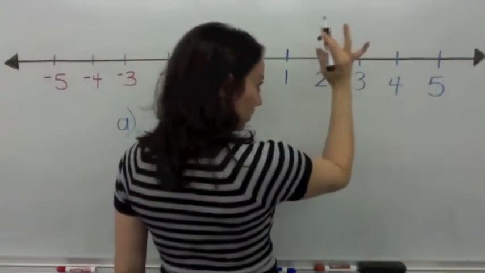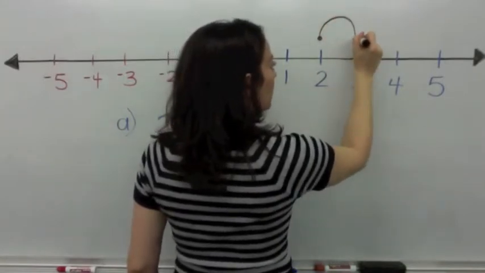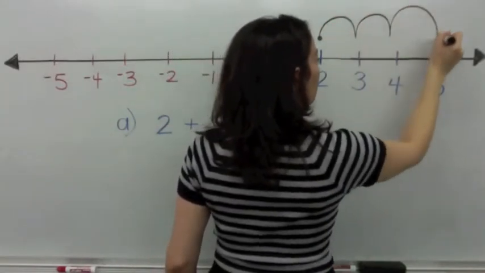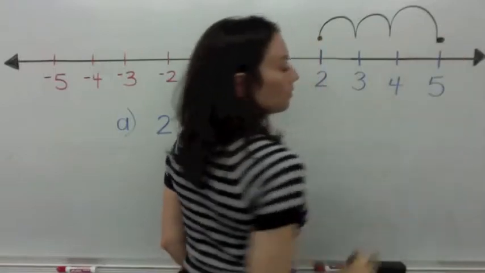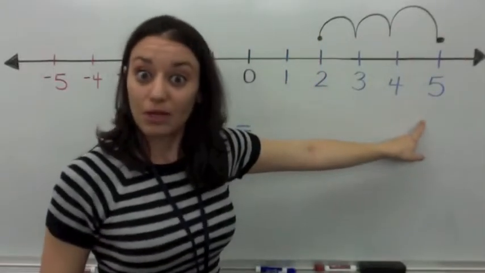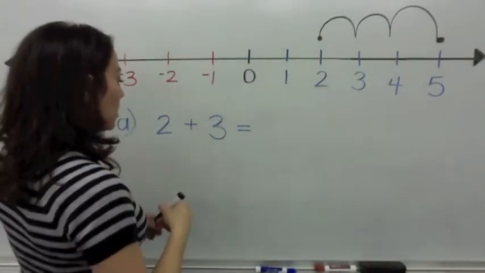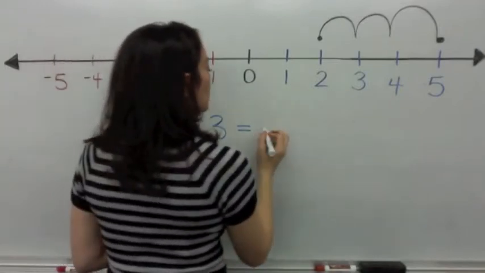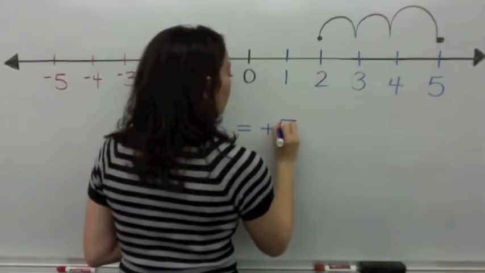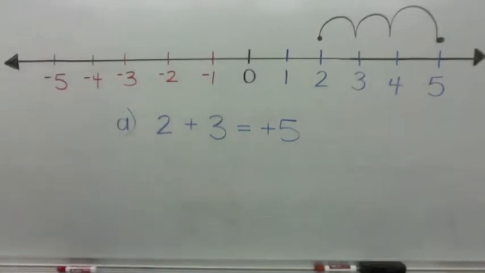You're going to do 3 jumps: 1, 2, 3. And where do you end up? You end up at 5. And that is why 2 plus 3 is positive 5. Okay, go ahead and get that down.